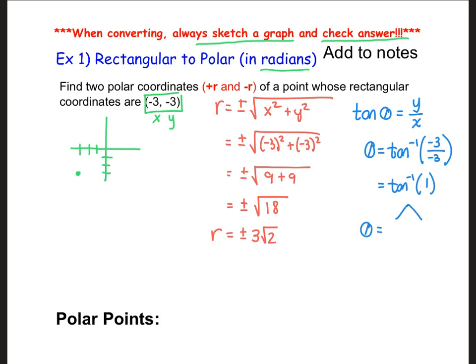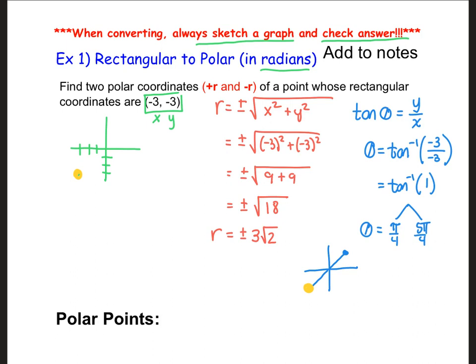Our angles could be, if you think back to your unit circle, in the first quadrant, we have an angle of pi over 4 that has a tangent value of 1. And in the third quadrant, we have an angle of 5 pi over 4 that also has a tangent value of +1. So now, how are we going to combine these together to represent this point that's going to fall ultimately in the third quadrant? So we do need to make sure that we are naming this point right here.